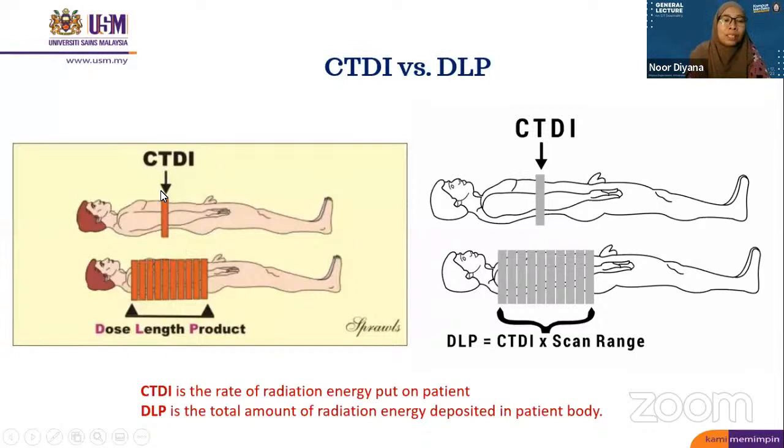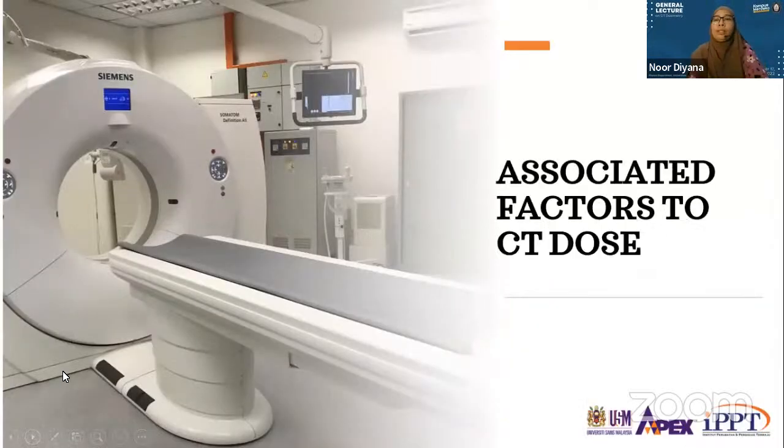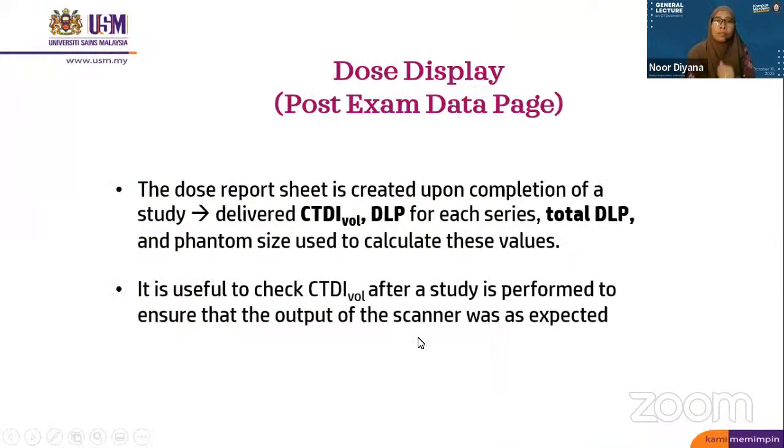All right. So you may have two patients with the same CTDI for the same protocol because you are using the same exposure settings, but they may have different DLP because of the different scan length. So that's the difference between CTDI and dose length product. Now we go to the associated factors that influence our CT dose.